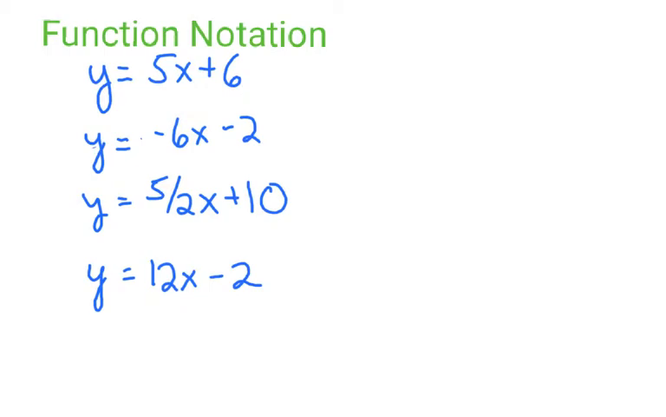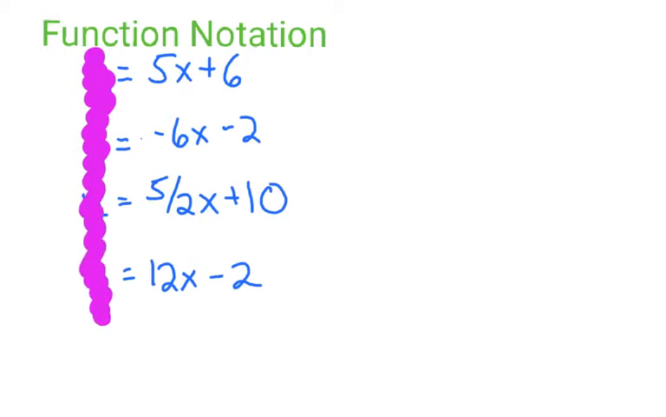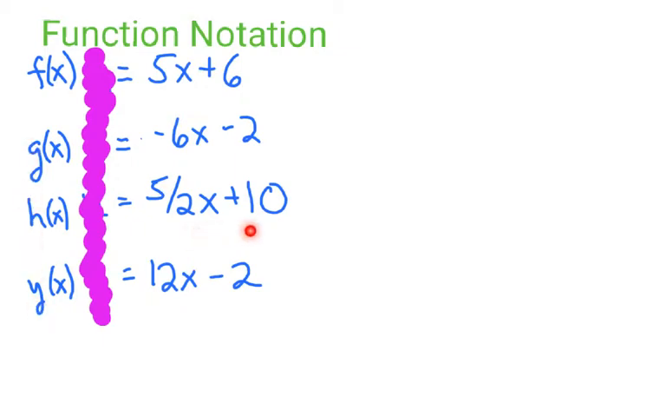So instead of having these y's out front, we are going to have function notation. So I'm going to scratch out those y's. And now we're going to have something that looks like f times x, but we actually read that as f of x. And we could have g of x. And we could have h of x. We could have y of x. You can basically use any letter you want out front. And then whatever variable you're using in the equation is what goes in the parentheses.